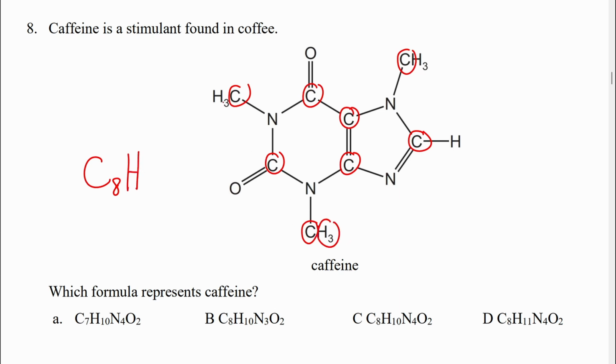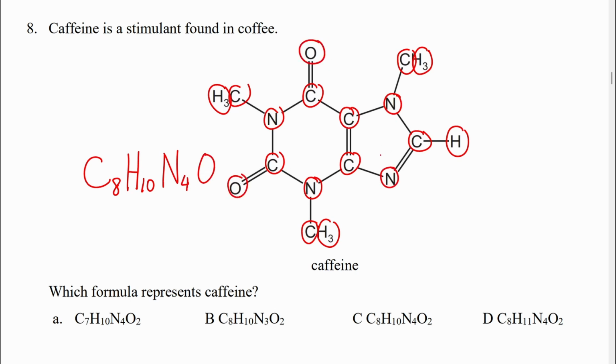And how many hydrogen? 3 plus 3, 6, and then 9, 10, okay? And how many nitrogen? 1, 2, 3, 4. So N4. And how many oxygen? 1, 2, and that's all. So the correct answer here is C8, H10, N4, O2. So the correct answer is C.